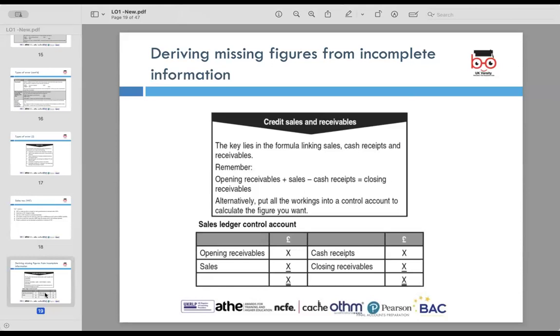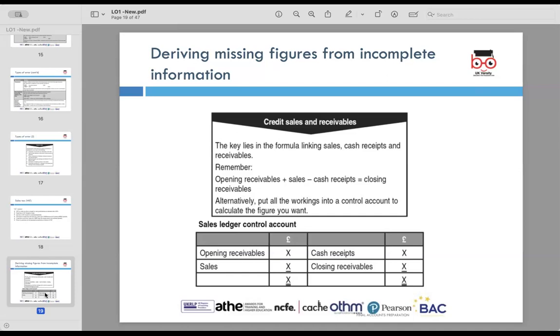The formula ensures that the sum of opening receivables, sales made, and cash receipts received equals the closing receivable balance.